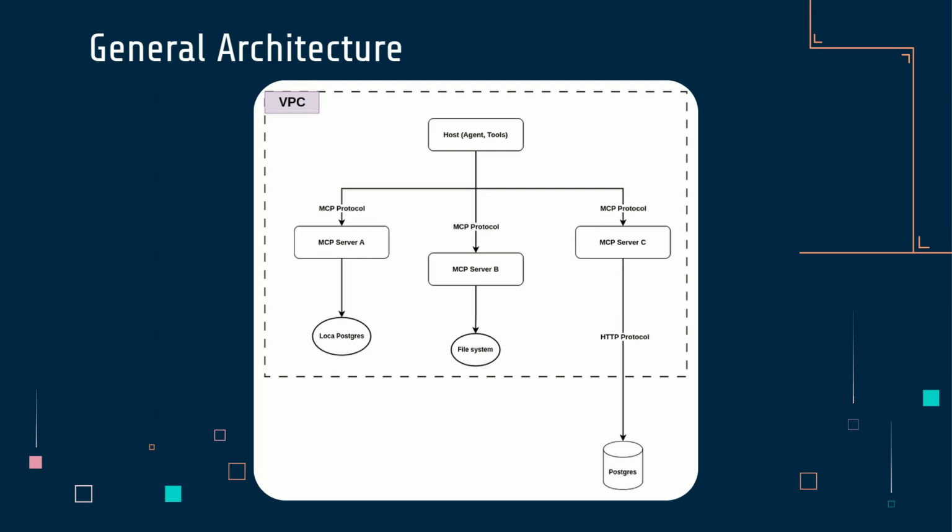Then underneath we have a bunch of MCP servers. So we have server A, server B, server C, and all of these can connect with different things. You can have an MCP server for local Postgres, an MCP server for file systems, and an MCP server for interacting with a remote host, like Postgres databases and stuff like that. So the agent can interact with all these MCP servers through the MCP protocol.